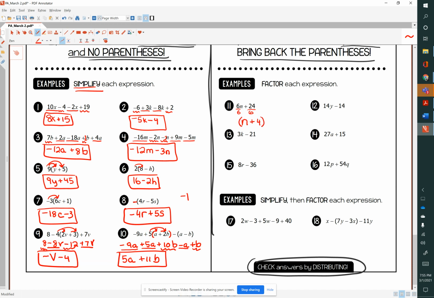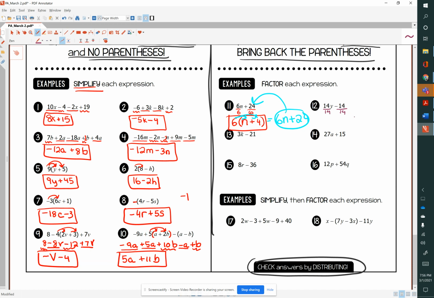So since we've divided by 6, the 6 comes out, and our new expression is 6 times the quantity of n plus 4. So if we were to distribute this, we would have 6n plus 24, which brings us right back to the original expression, and that is how we check our answer. So let's look at 14y minus 14, and both of those are divisible by 14.